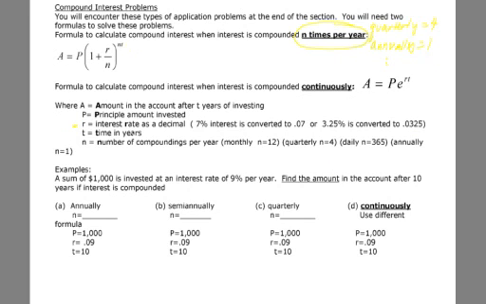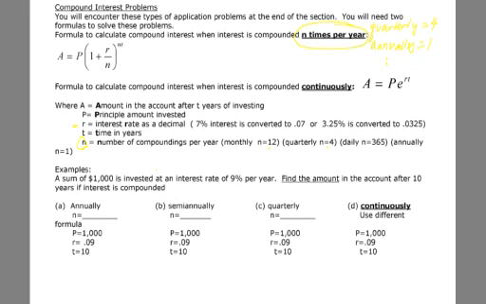T that you see in the formula is time in years, and N is the number of compoundings per year. And I've mentioned here, monthly means N is 12, quarterly N is 4, daily, annually, and so on. So your value of N will vary based on these wordings.